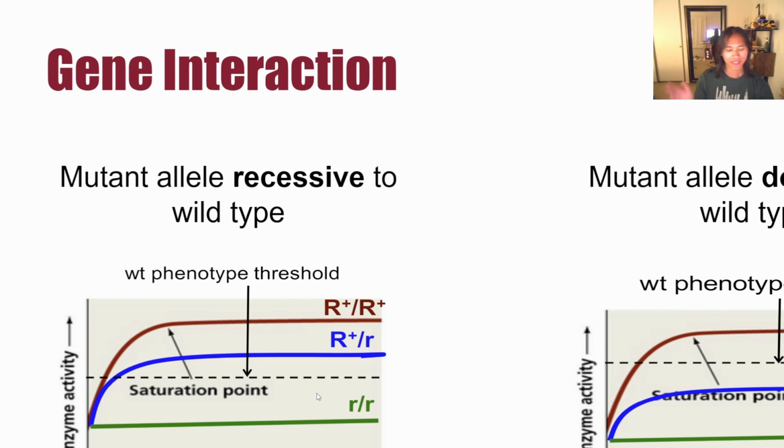Now, if we compare it to the one on the right, the mutant allele T2 is going to be dominant to the wild type T1. In this case, just one mutation of T1 into T2 is enough to decrease the enzymes and their activities below the wild type phenotype threshold, which will cause the cell to exhibit the mutant phenotype with just one allele. Right? So that makes it dominant.